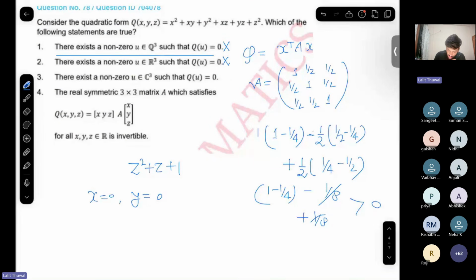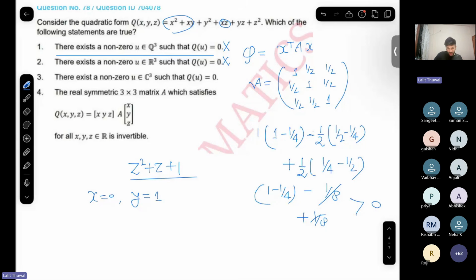So if x equal to 0 and y equal to 0, then we will not get that, right? Y equal to 1. So this will be 0, this will be 0, and this will be z square plus z plus 1, right? This quadratic form will be z square plus z plus 1 if you put x equal to 0, y equal to 1. Yes or no? React if you can see that. Yes, right?